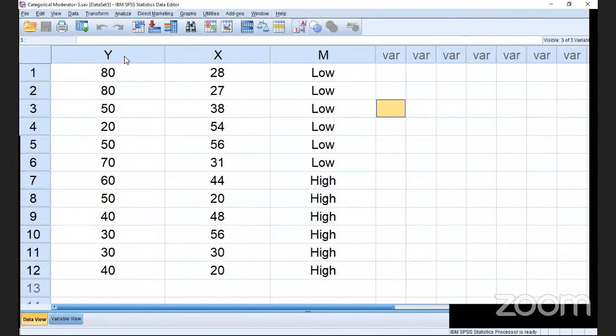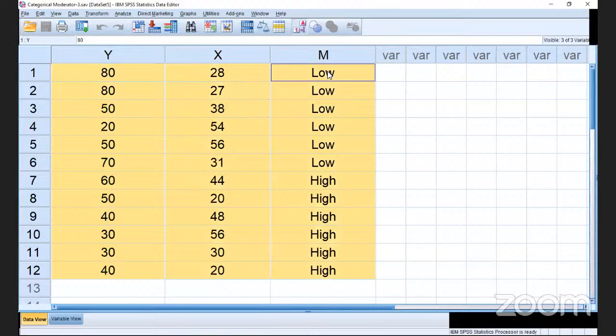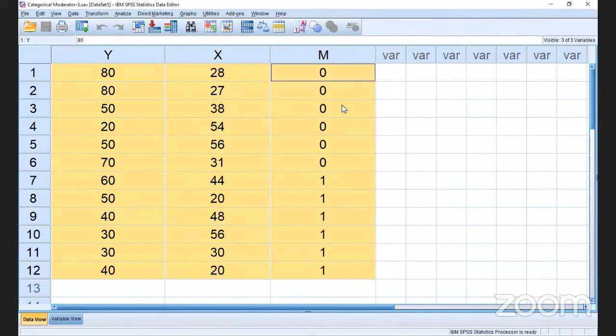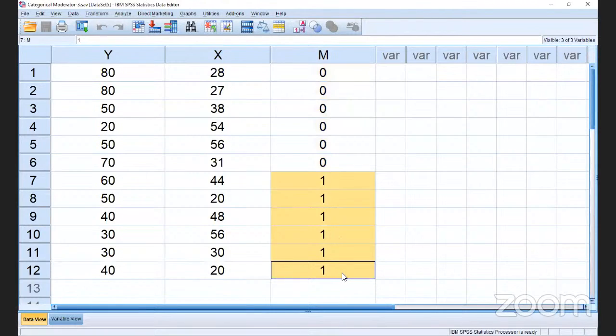In this case study, there are three variables: Y, the dependent variable; X, the independent variable; and M, the moderator variable. It's a very short case study, only 12 observations, as you can see. So 6 observations of low job performance and 6 observations of high job performance.